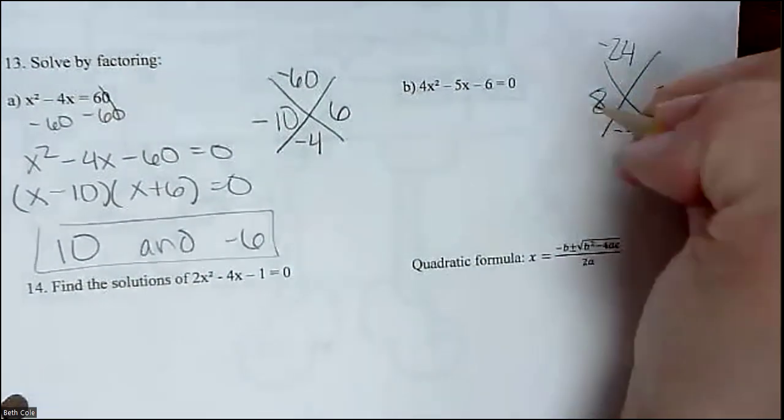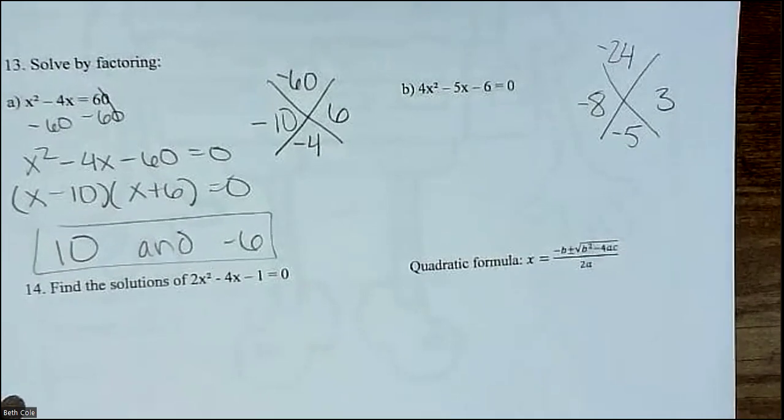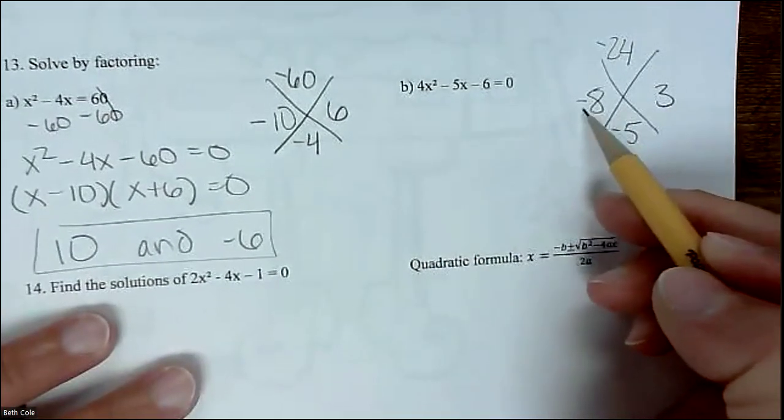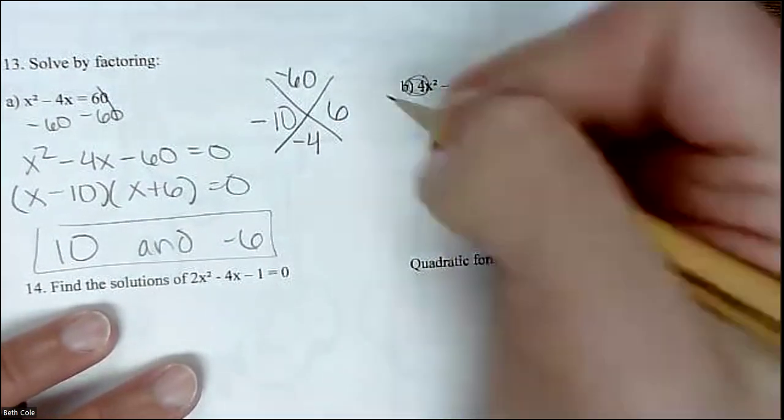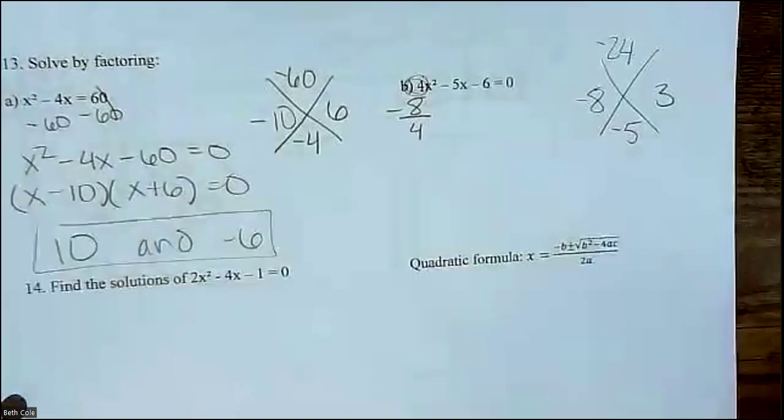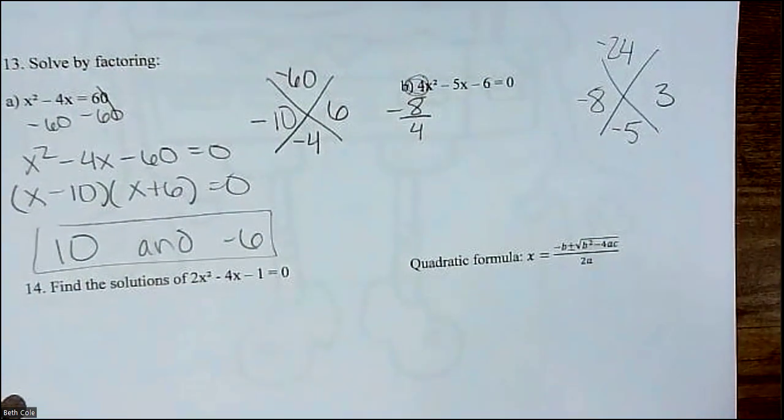No, -8. Good, but you have to write it. There's a connection between writing and memory, okay? Now, you can't just write x minus 8, x plus 3. You have to put them over 4. Good. All right, just don't forget to do that, because if you forget, I can't really do much partial credit because you left off like half the problem, right?